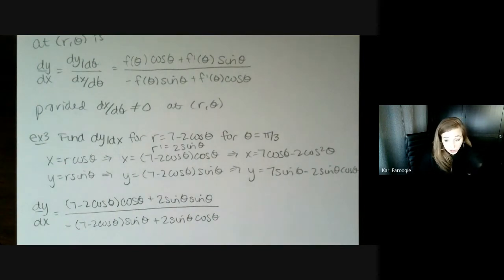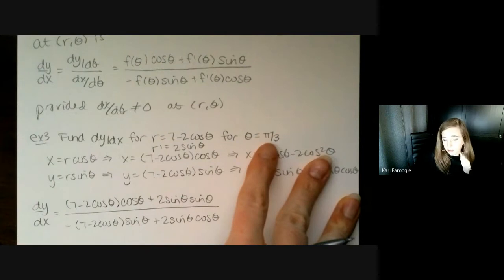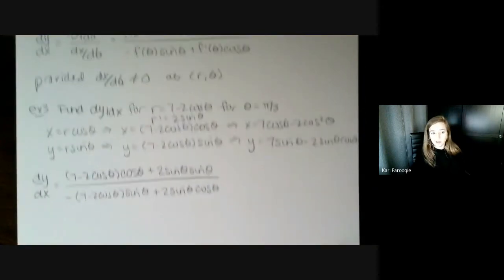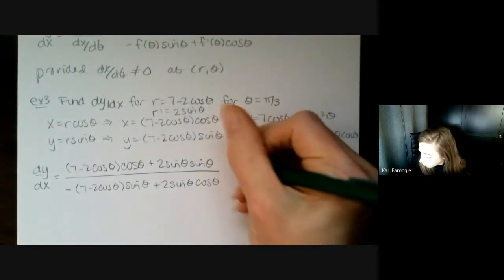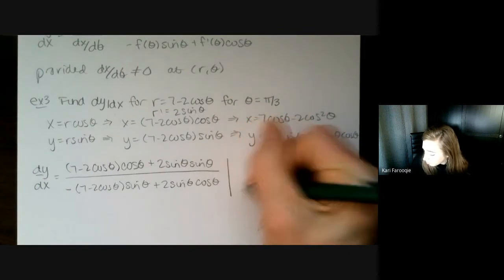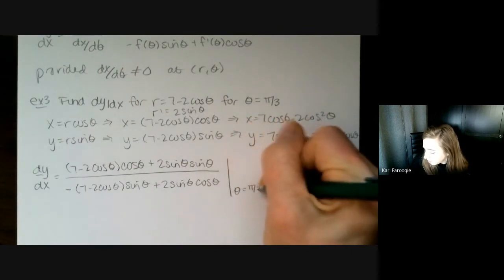Now, if I just ask you to find dy dx, then yeah, you should try to simplify this down a little bit. There's not a whole lot you can do, but if you're asked to find the derivative at a specific value of theta, which I have asked you to do, then you don't need to simplify this at all. You're just going to show that you're evaluating this for theta equals pi over 3.